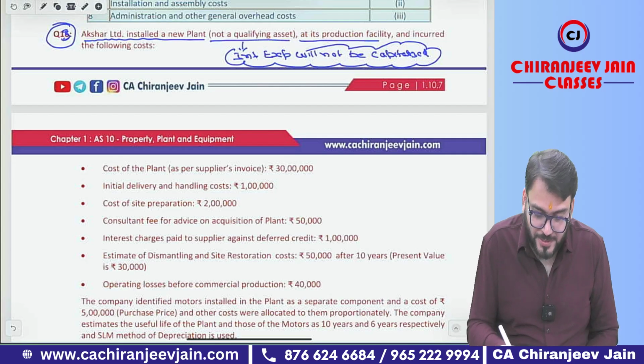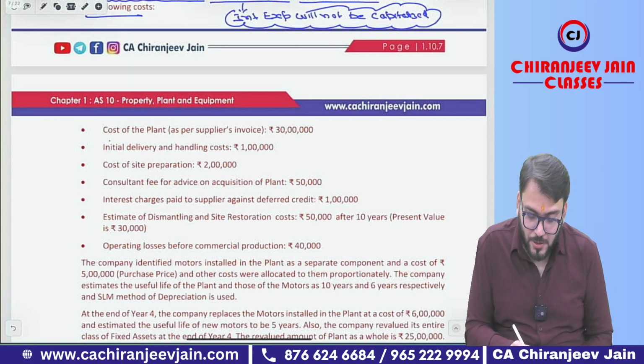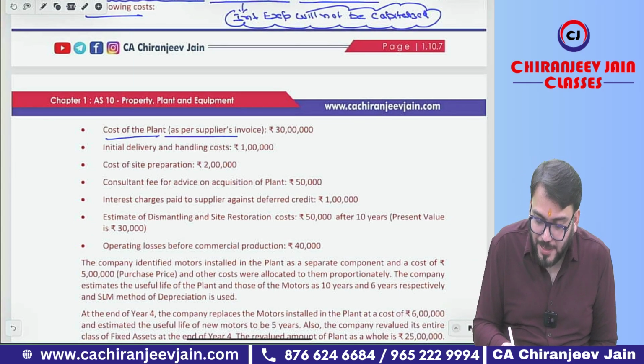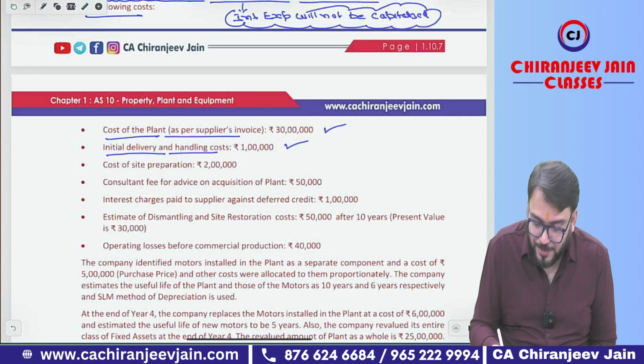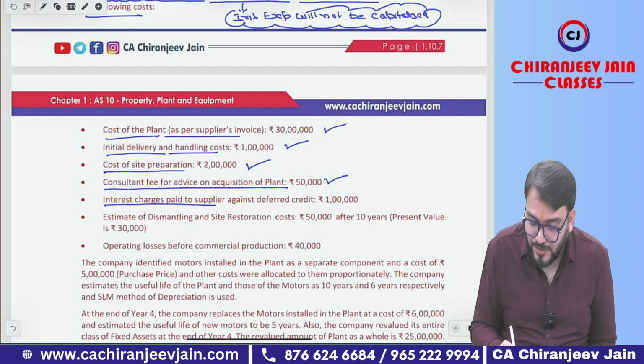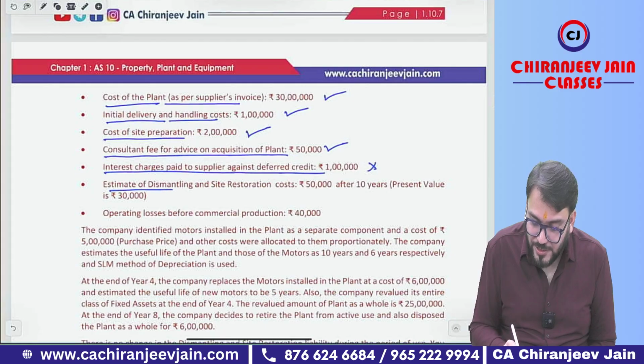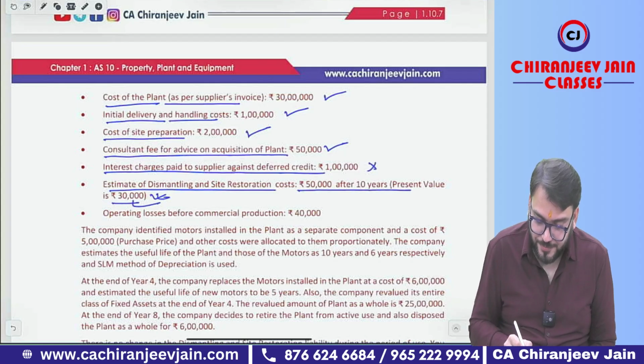At its production facility it incurs the following costs. Cost of the plant as per supply invoice, it will be capitalized. Initial delivery and handling cost, it will be capitalized. Cost of site preparation, capitalized. Consultant fee for advice on acquisition, capitalized. Interest charge paid to supplier against deferred credit will not be capitalized. Estimate of dismantling and site restoration cost 50,000 after 10 years, present value 30,000. 30,000 will be capitalized.